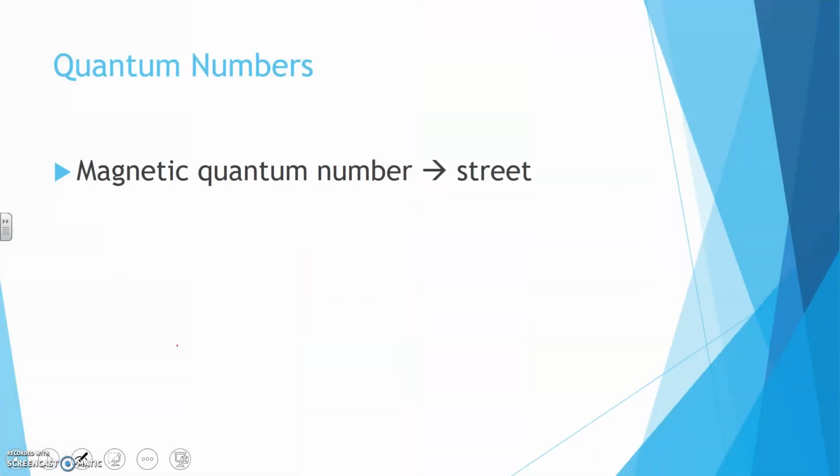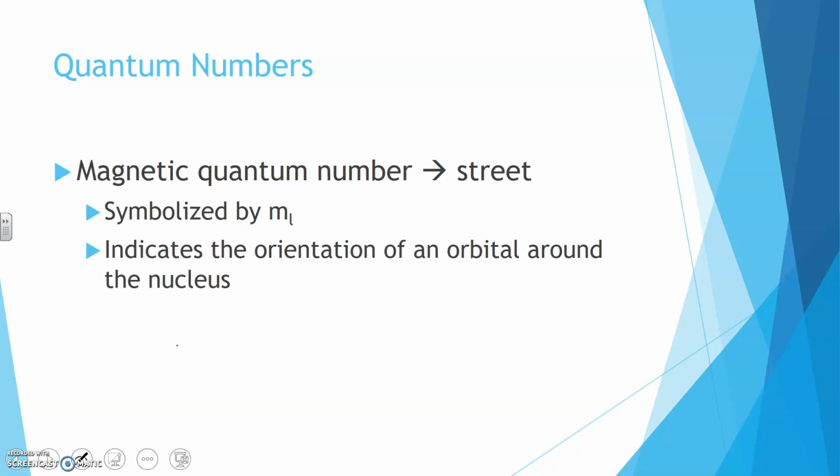All right, next up we have the magnetic quantum number. This is basically the street. It is symbolized by m sub L. This indicates the orientation of an orbital around the nucleus. Now remember, each orientation, like we learned in the last section, can only hold up to 2 electrons. So just remember, m sub L will only have a max of 2 electrons.